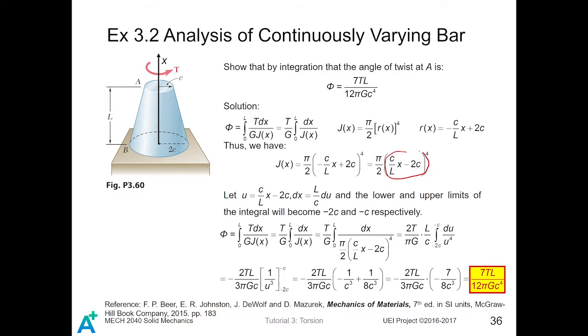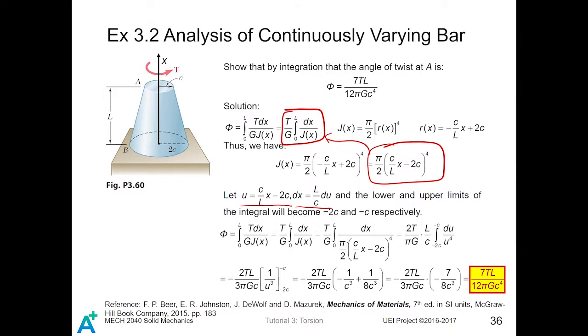Before we integrate this stuff, consider this integral and the J(x). Later on, J(x) will be put in this integral and it will be integrated. To simplify this integration, let u equal c divided by L times x minus 2c, then dx equals L divided by c times du. The lower and upper limits of the integral consequently become minus 2c to minus c respectively.